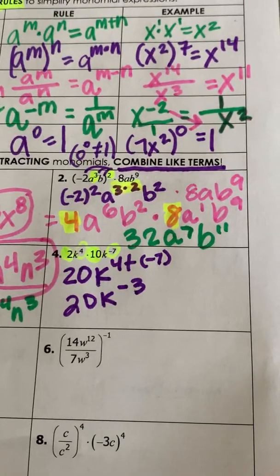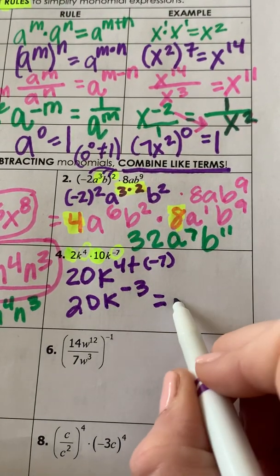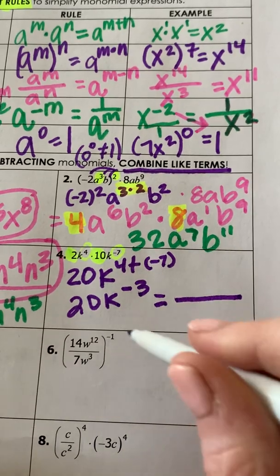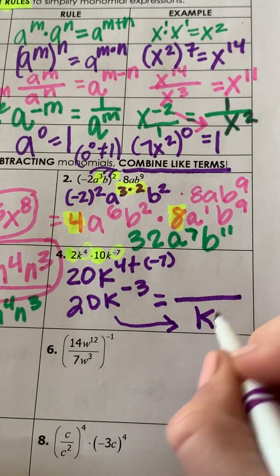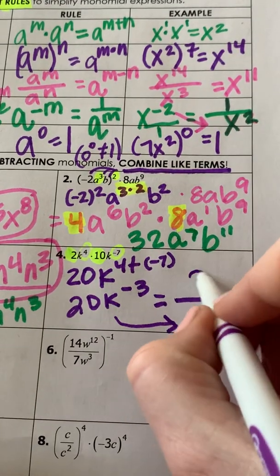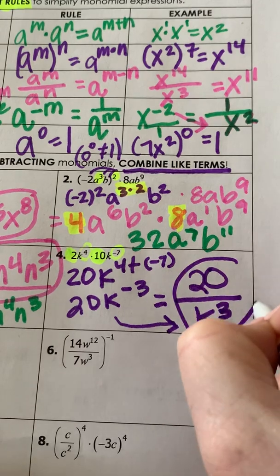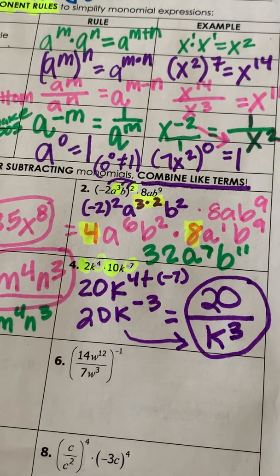Okay, when that happens, you cannot have a negative in your answer. So what you have to do is create a fraction, and you need to move anything with a negative exponent to the other side, in this case the bottom, and make it positive, okay? So that's your answer there. 20 over k to the 3rd. Can't have a negative in my answer. Negative exponent.